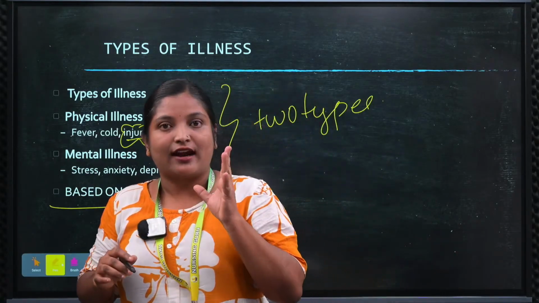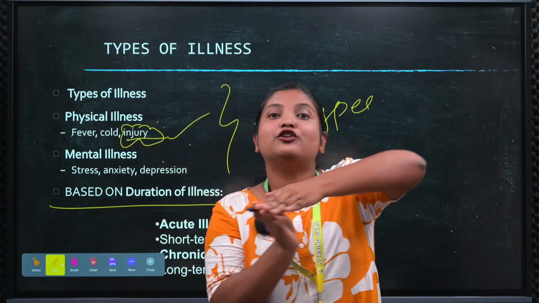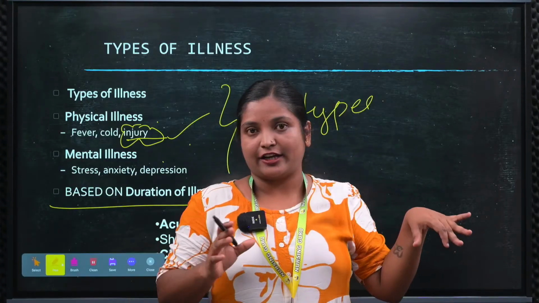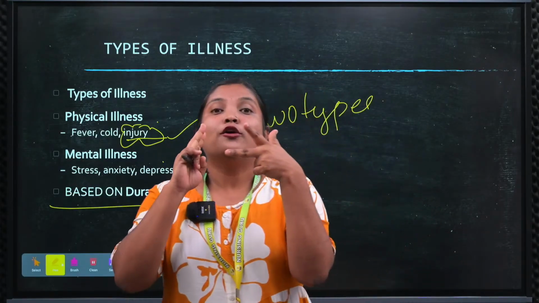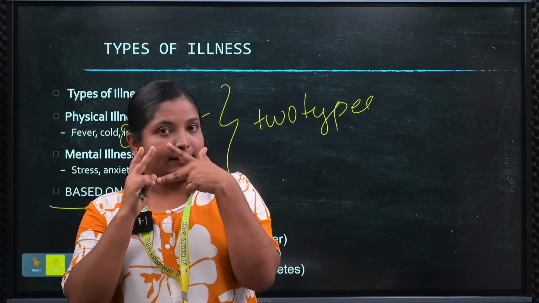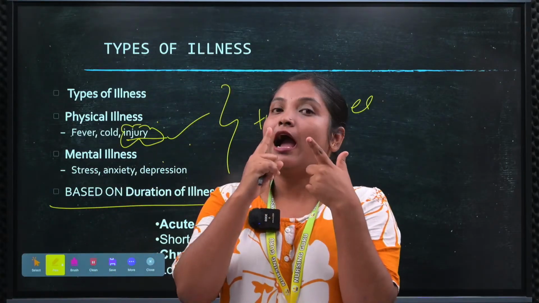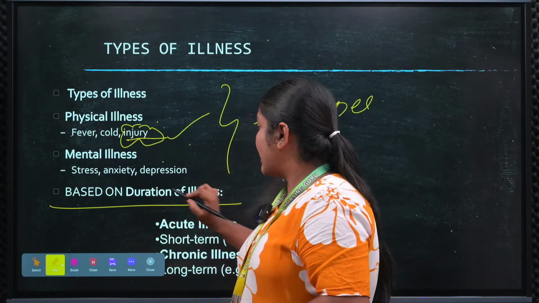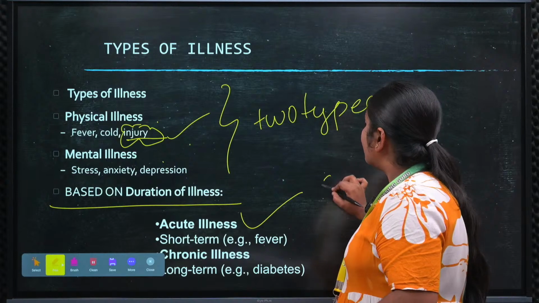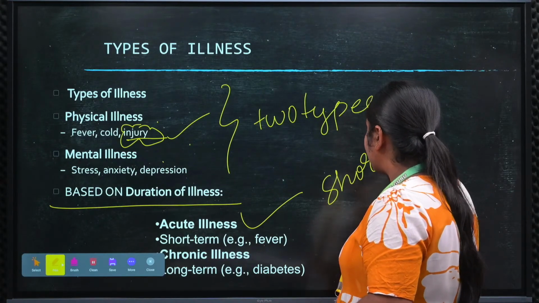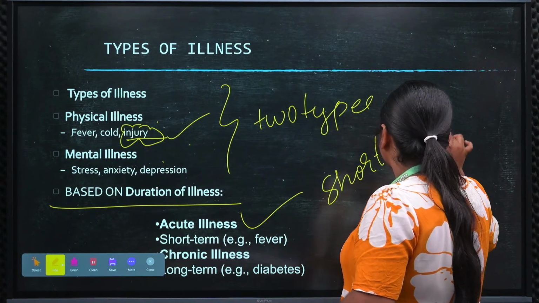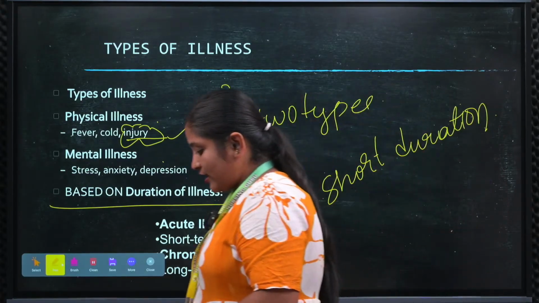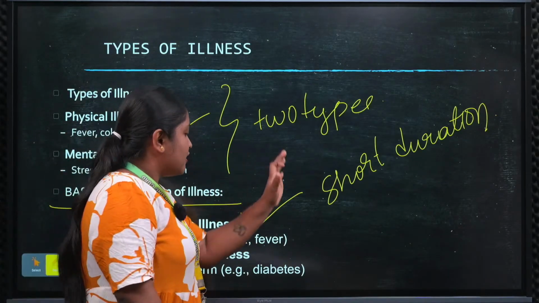Hope you students are understanding this. Depending on the duration or the period of the disease condition, we categorize illness into two different types. The first one is acute illness, and the second one is chronic illness. Acute means short duration.